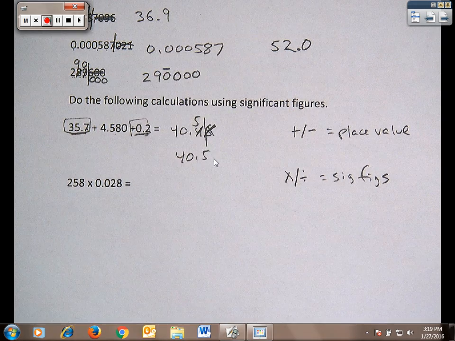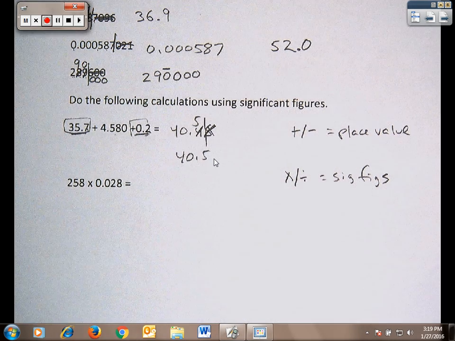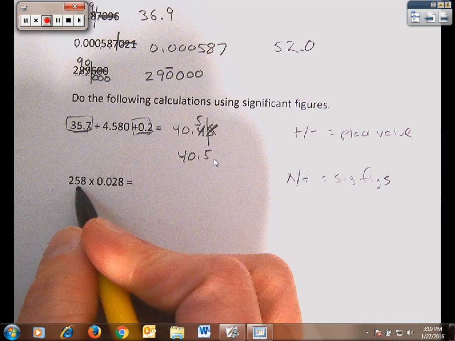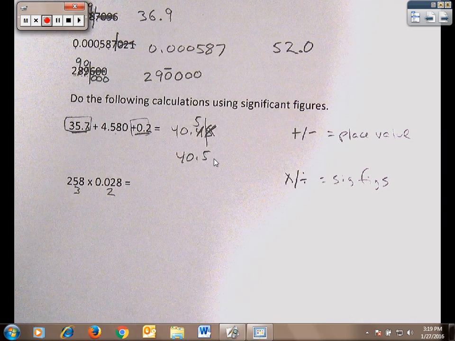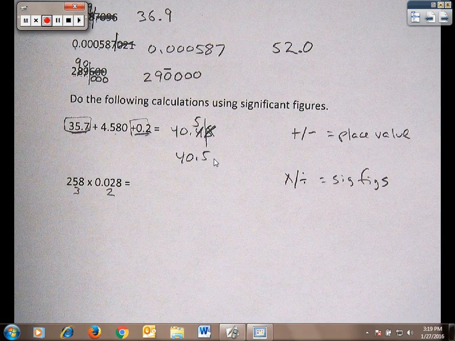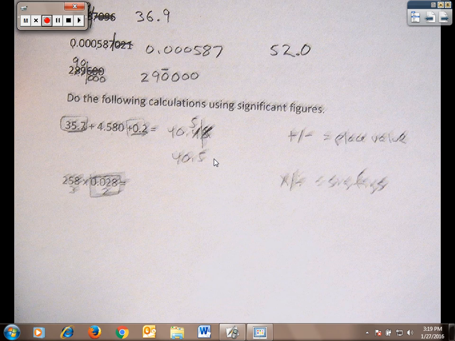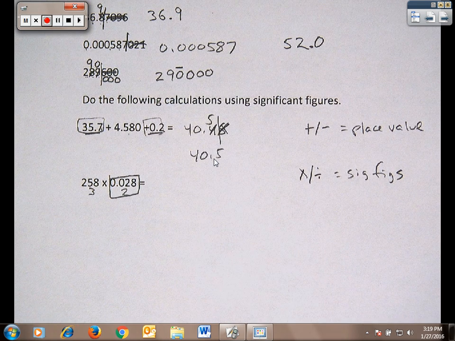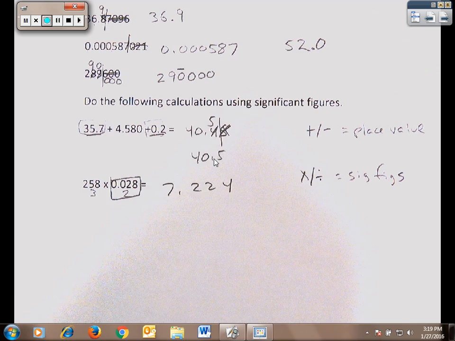In multiplication division, limiting factor is the number with the fewest significant figures. This has 3 significant figures. This has 2 significant figures because the leading zeros don't count. That is the limiting factor. It has 2 significant figures, so our answer can only have 2 significant figures. We punch it in a calculator, gives us an answer of 7.224.